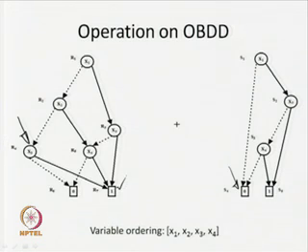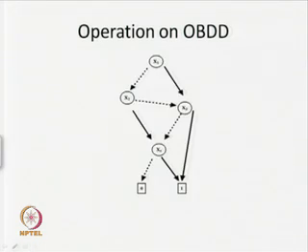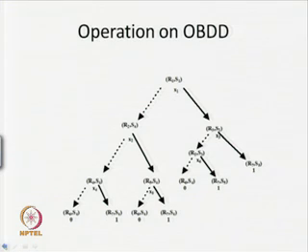R7 is 1, S4 is 1. So, 1 plus 1 is going to give me 1. So, in this particular case I am going to get 1. Eventually I am getting this particular structure. Now, I can construct the BDD from this structure.